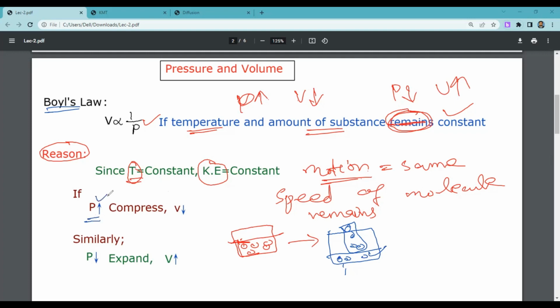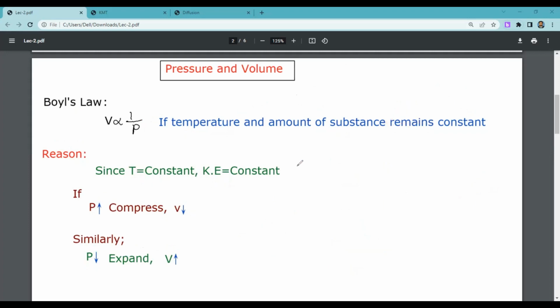If we increase the pressure, the molecules will compress. It means that volume is decreased. If we decrease the pressure, it means that the molecules will expand and the volume will increase. We can see it in another aspect also.